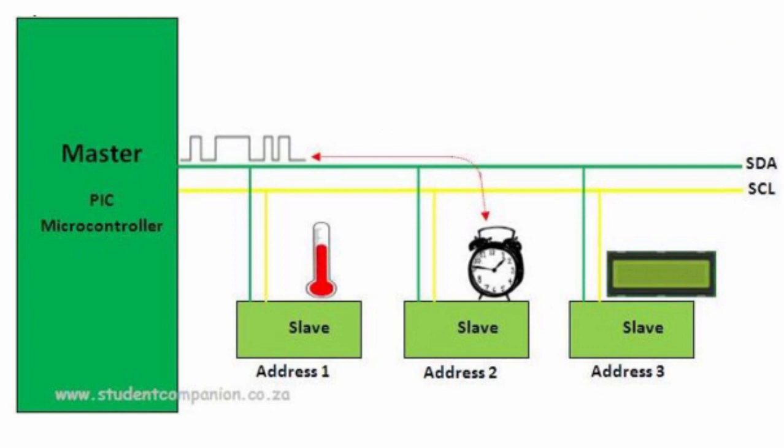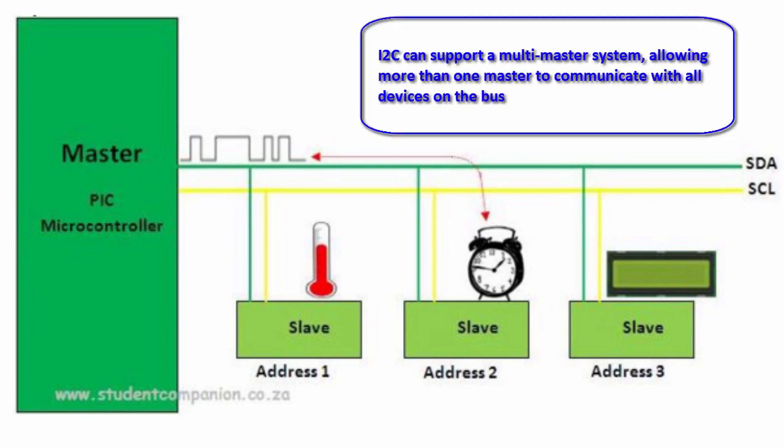Another advantage of using I2C: unlike the SPI bus, I2C can support a multi-master system, allowing more than one master to communicate with all the devices on the bus.